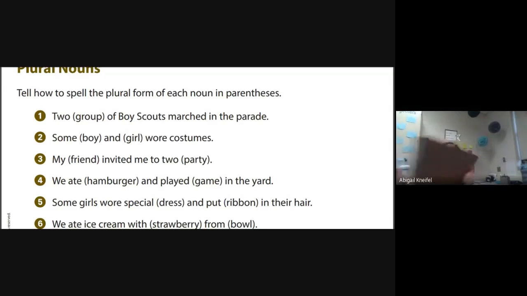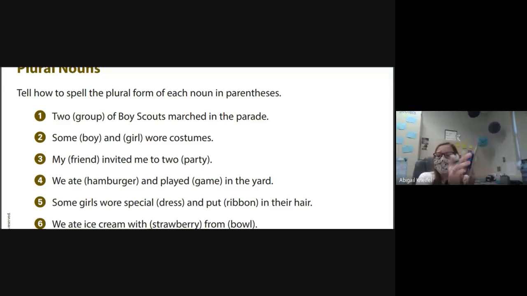How would I change groups from singular to plural? How would I spell it? Someone will raise their hand and tell me, and I will tell you guys. What do I do to group to make it plural? Do I add IES? Do I add ES? Or do I add S? Nolan? S. Yep. Groups, you just have to add an S.